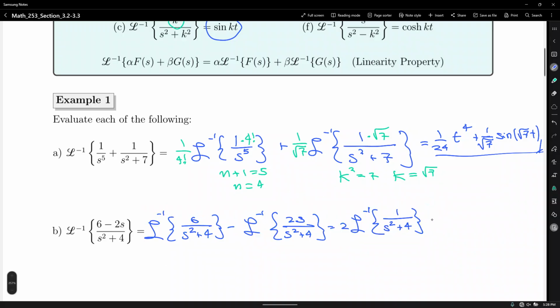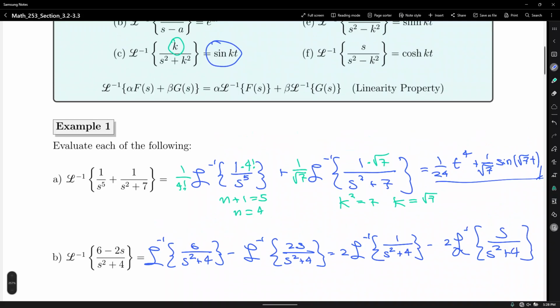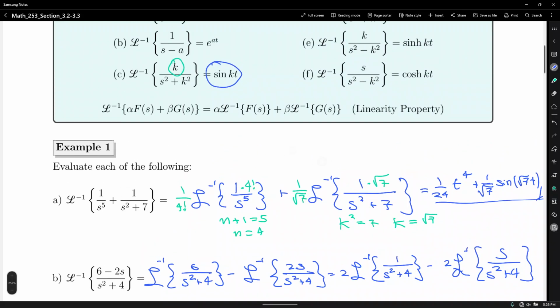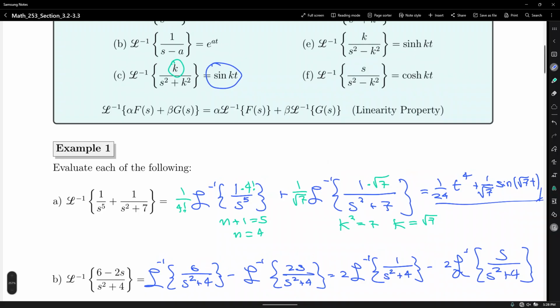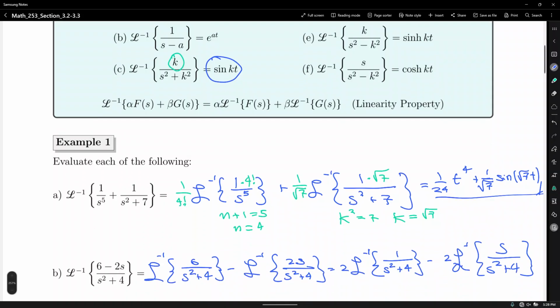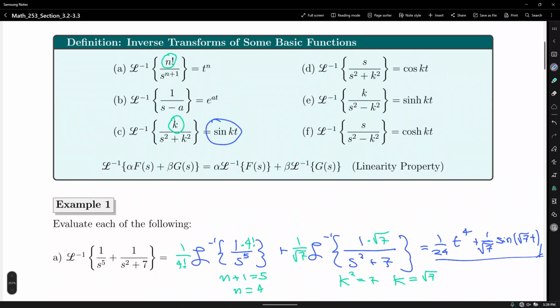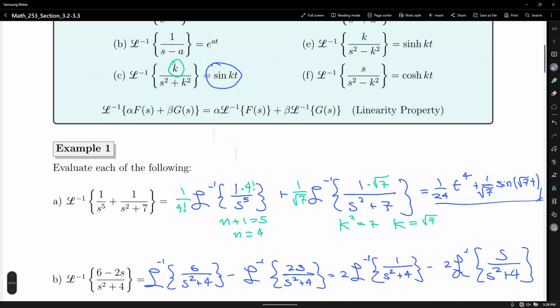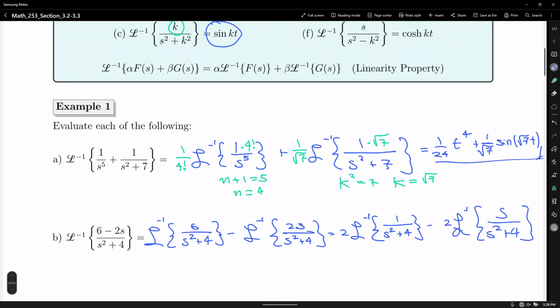Plus, or rather, no, minus 2 times the inverse transform of s over s squared plus 4. Well, in this case, like I mentioned before, we're going to be using both inverse transform formulas, that of sine in the first case and that of cosine in the second case, because look at the form: a constant over s squared plus k squared, and then s, not a constant, over s squared plus k squared right here. All right?